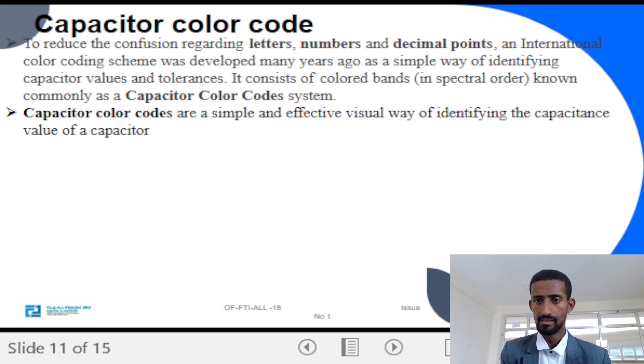To reduce the confusion regarding letters, numbers and decimal points, an international color coding scheme was developed many years ago as a simple way of identifying capacitor values and tolerance. It consists of color bands in a special order, commonly known as the capacitor color code system. Capacitor color codes are a simple and effective visual way of identifying the capacitance value of a capacitor.